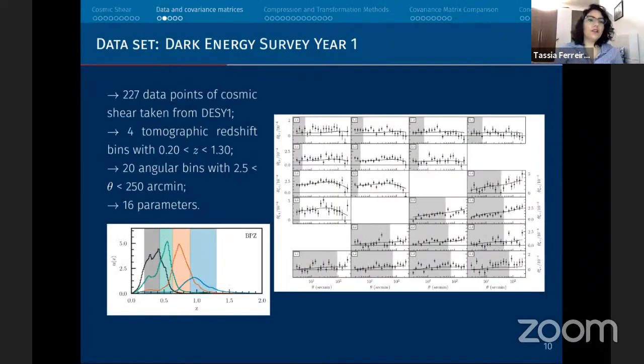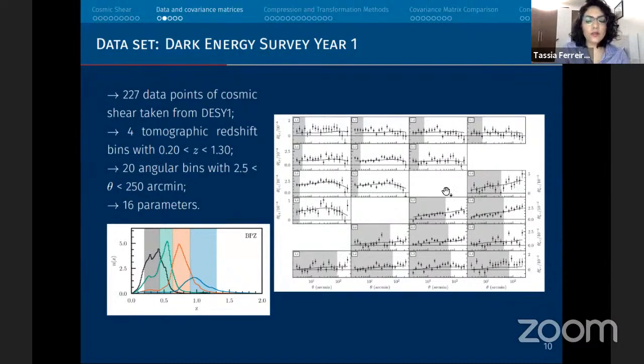Okay, so regarding the data set and the covariance matrices, we use two different data sets. The first analysis is done only on the Dark Energy Survey Year 1 data set. And then we talk about the next data set, which is going to be the KiDS-1000. For the Dark Energy Survey Year 1, we're just taking information regarding cosmic shear.